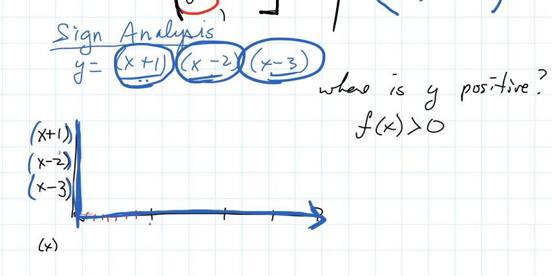What you want to do on this number line is write the values that make each of these factors 0. So in this one, if x is positive 3, 3 minus 3 is 0. So that's why I'm going to put 3 down here on this number line. Okay? 3 is going to go on there. Now for this one, x minus 2, the 0 is where x is positive 2. And so positive 2 is going to go on the number line as well.